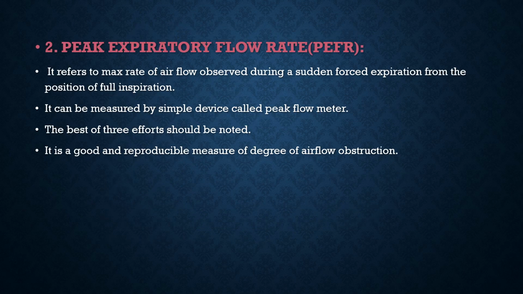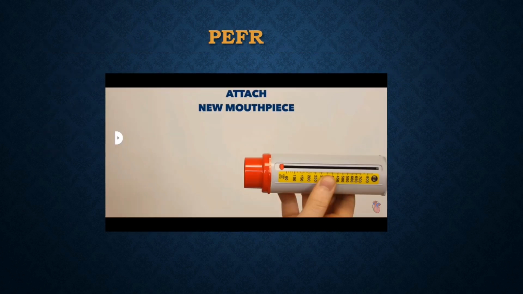And the next important value which is measured by spirometry is the peak expiratory flow rate. It refers to the maximum rate of airflow observed during a sudden forced expiration from the position of full inspiration. It can be measured by a simple device called a peak flow meter. The best of three efforts should be noted. It is a good and reproducible measure of the degree of airflow obstruction. So we'll see a small video regarding this.